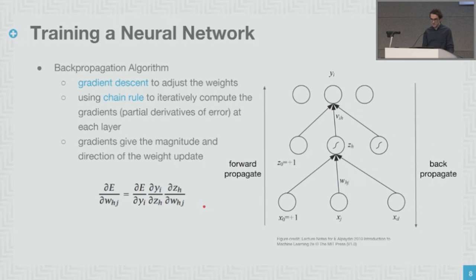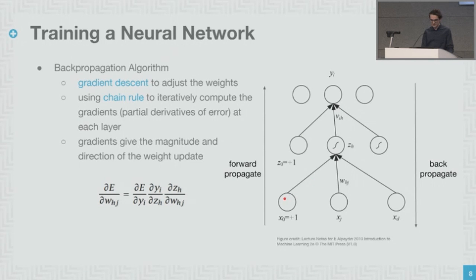So an efficient way to do that is to use the chain rule. We can compute this by computing the derivative of the error with respect to y first, and then y with respect to z, where z is our activation function, and z with respect to w. So since we start from computing the top of the network and then we go backwards, this algorithm is called the backpropagation algorithm. And during the training of this network, we go back and forth.